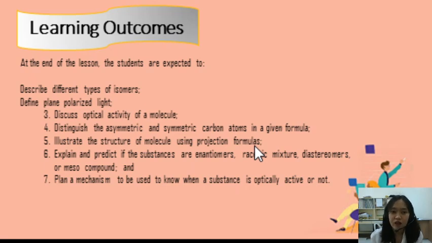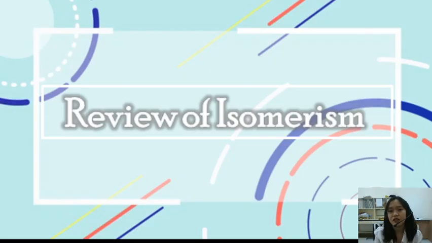So, writing of projection formulas is included. That is why in your activity, you were asked to write structural formulas locating the chiral carbons. Also, explain and predict if the substances are enantiomers, racemic mixtures, diastereomers, or meso compounds, and plan a mechanism to be used to know when a substance is optically active or not. Later we will learn what optical activity means.